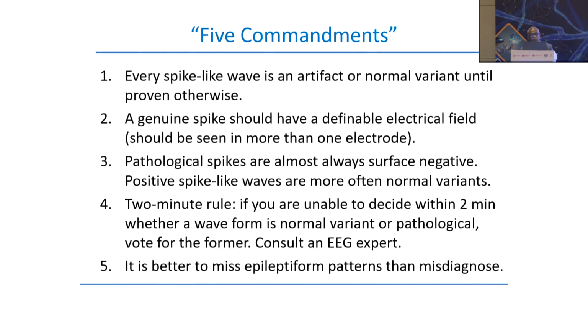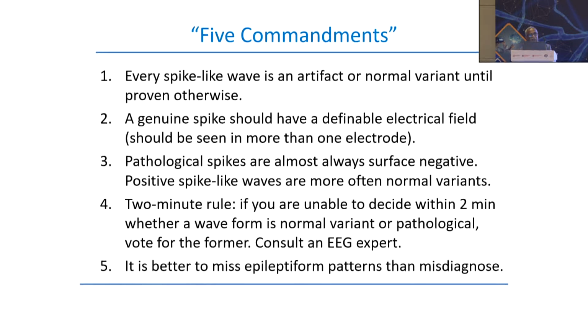Every spike-like waveform is an artifact or a normal variant unless proved otherwise. It should not be the other way around. That is how the overreading and misinterpretation of the EEG occurs. A genuine spike should have a definite electrical field; if it doesn't have a polarity or field, then it should be concluded as an artifact. And the third one is that pathological spikes are almost always surface negative, and positive spike-like waves are more often normal variants.